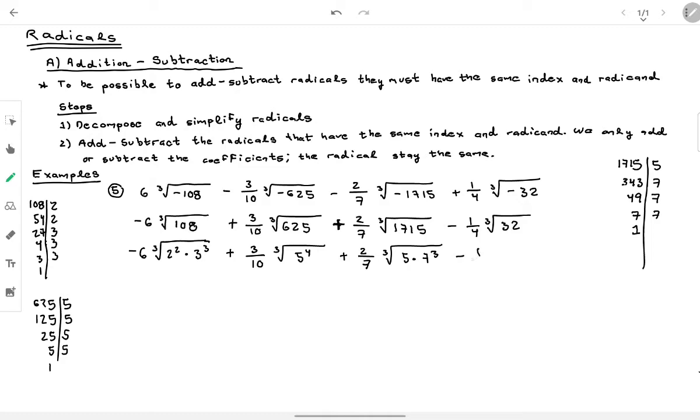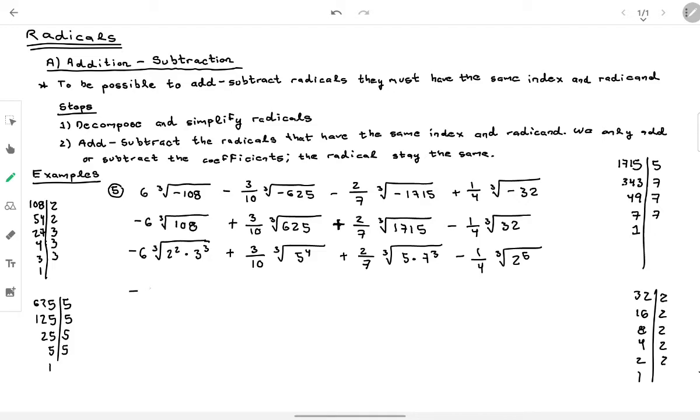And finally, minus 1/4. And 32. It's going to be 2, it's 16. 2, it's 8. 2, it's 4. 2, it's 2. 2 is 1. So this one is going to be the cubic root of 2 to the 5. So let's take out what we can take out of the roots.